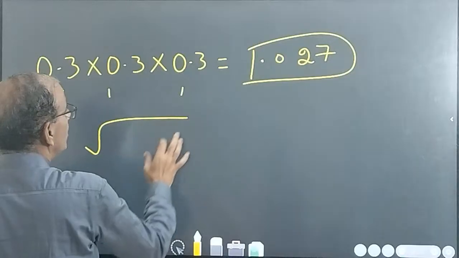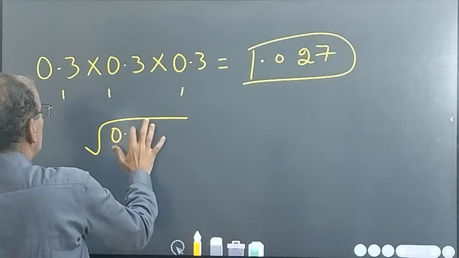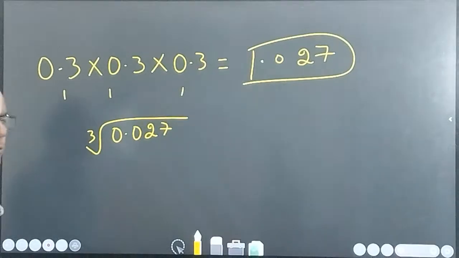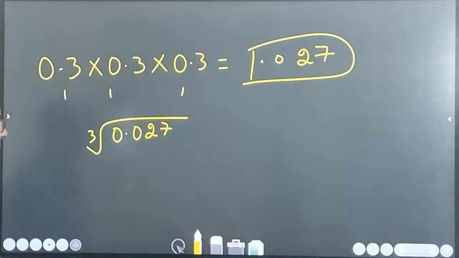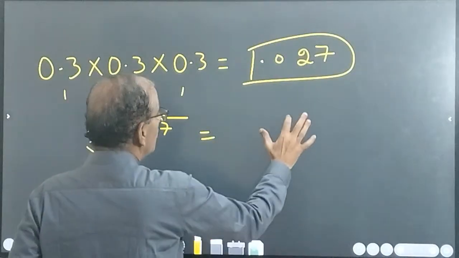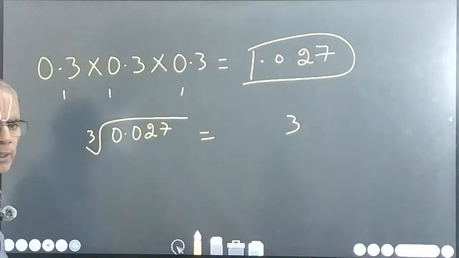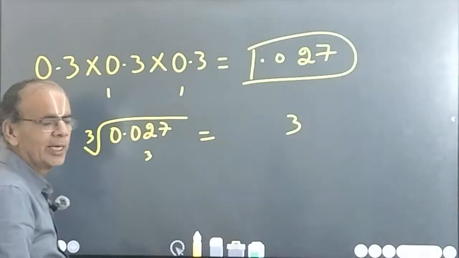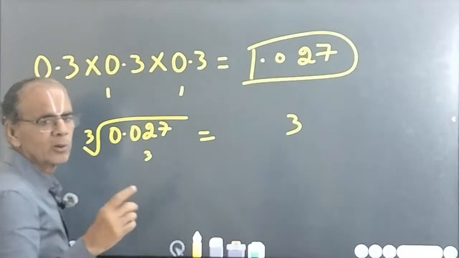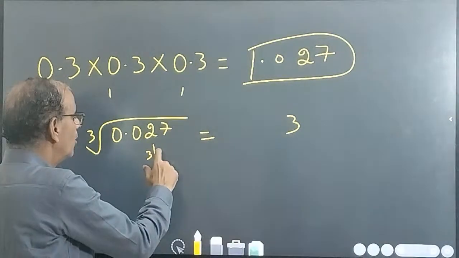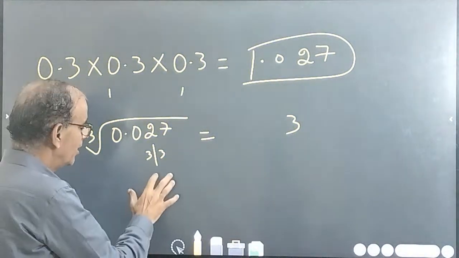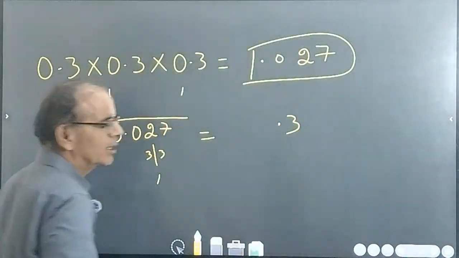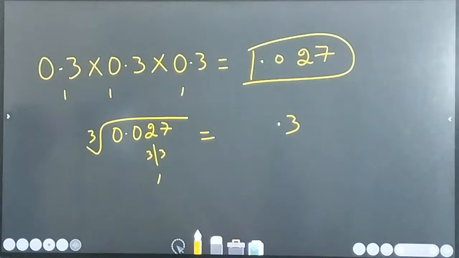Suppose I have to find the cube root of 0.027. For 27, you find the cube root. What is the answer? 3. Here, after the dot, how many digits are there? 3 digits are there. For a square, you divide by 2. For a cube, you divide by 3. What is it? 1. After the dot, 1 digit should be there. What is the answer? 0.3.